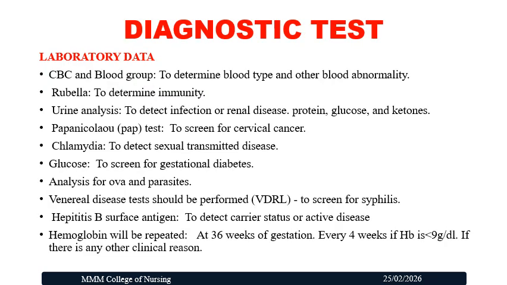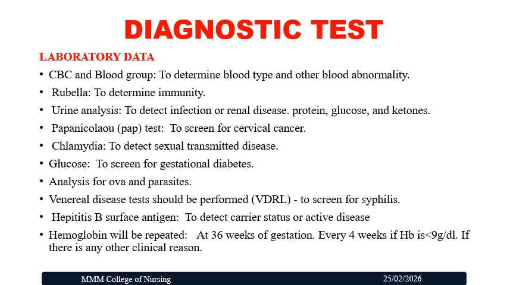Diagnostic tests. Laboratory tests: complete blood count and blood group to determine the blood type and other blood abnormalities. Rubella to determine the immunity. Urine analysis to detect infection or renal disease: protein, glucose and ketones. Pap test to screen for cervical cancer. Chlamydia to detect STD. Glucose to screen for gestational diabetes. Analysis for ova and parasites.